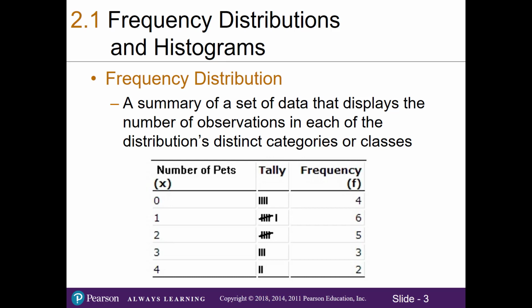A frequency distribution is a summary of a set of data that displays the number of observations in each of the distribution's distinct categories or classes. So here we have an example. Imagine you're an employee at Petco and you want to know how many pets your customers have. So you ask 20 customers how many pets they have, and we take a tally of how many individuals say they have 0 pets, 1 pet, and so on. So here on the right we have our column for frequency, where we've turned our tally marks into numbers, and we can see how many customers have 0 pets, as well as how many customers say have 4 pets.